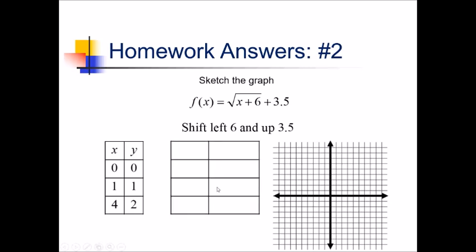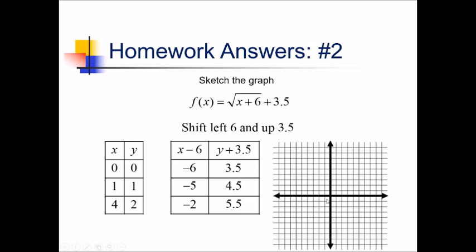So in terms of x and y values, since I'm going left 6, I'll have to subtract 6 from all the x values. And for my y values, going up 3.5 means we're doing y plus 3.5. All right, let's change each of those now. So we do x minus 6 to each of the originals. 0 minus 6 is negative 6. 1 minus 6 is negative 5. And 4 minus 6 is negative 2. And then adding 3.5 to the y values, we've got 3.5, 4.5, and 2 plus 3.5 is going to give us 5.5.